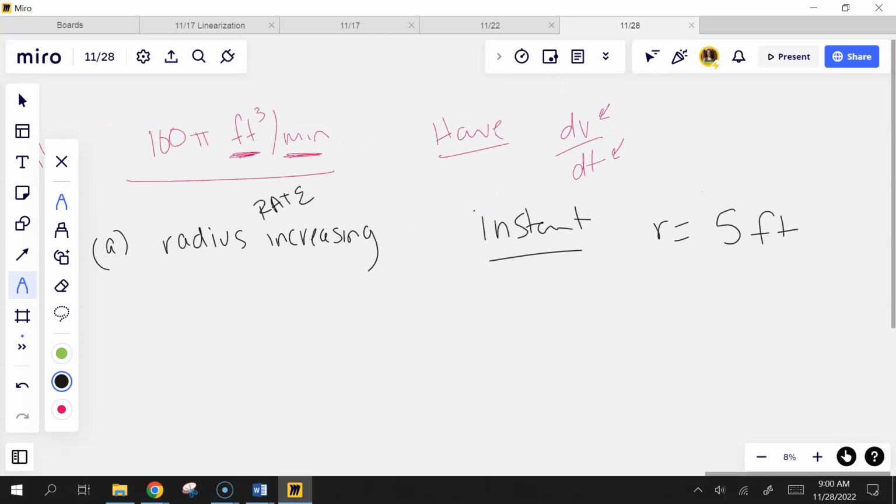So I said I have dV/dt. What do I need to find? What are they asking me to find? dr/dt. I need some equation that's going to relate these two things together. If I can relate V and r some way, then I can take the derivative with respect to time and relate them both, right?